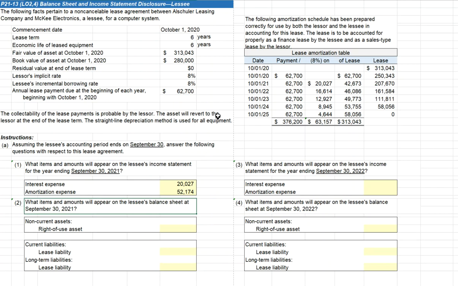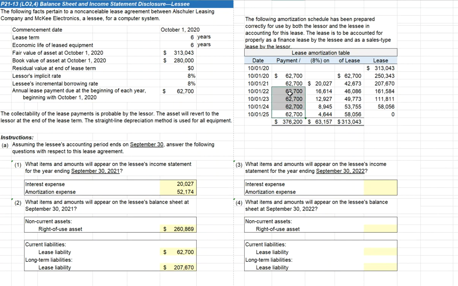What items will appear on the lessee's balance sheet? We have a non-current right of use asset in the amount of $260,869. That's the initial right of use balance minus the amortization expense for the current year. Our current lease liability will simply be our next lease payment that we have to make on October 1st, the $62,700.